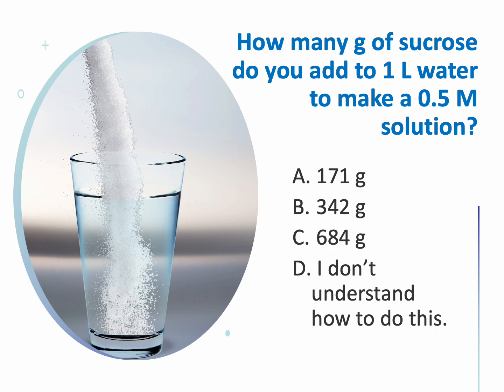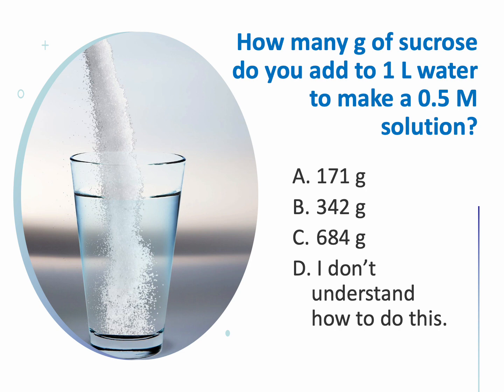Okay, well, hopefully you figured out the trick, right? You still have a liter of water, so the volume hasn't changed. But you want to make a half molar solution of sucrose? Well, if you need 342 grams to make a molar solution, if you do half as many grams, you're going to get a half molar solution. So the correct answer here would be A, 171 grams.